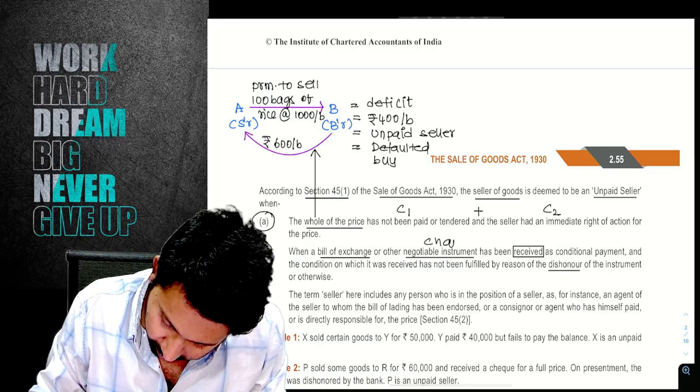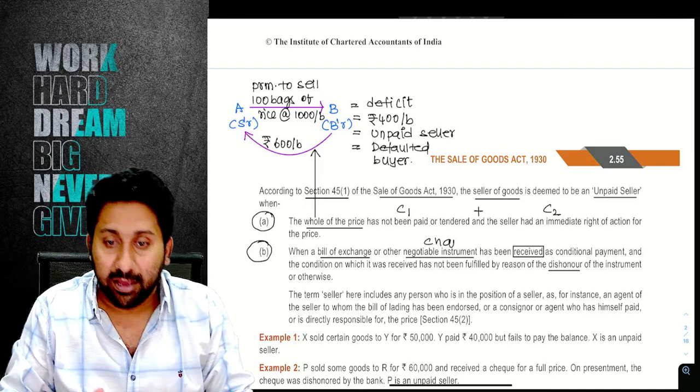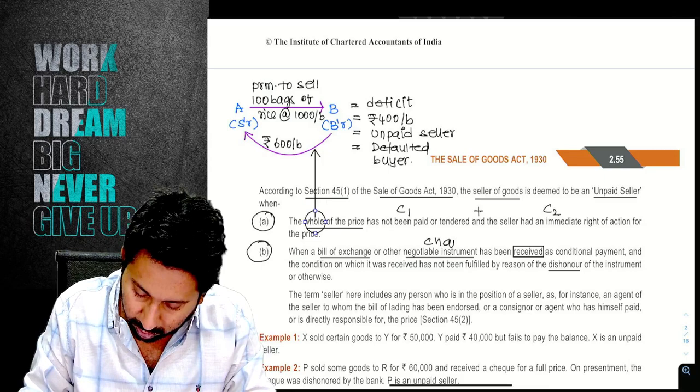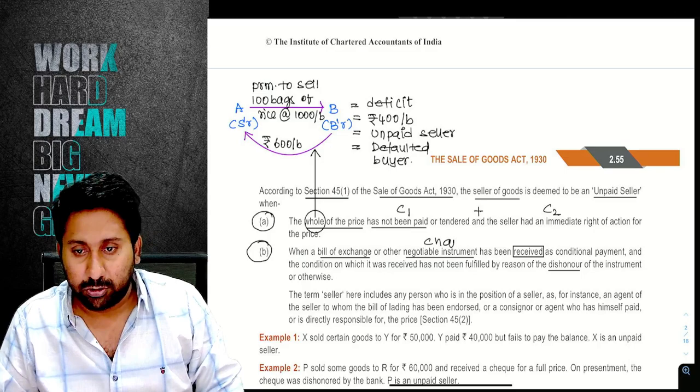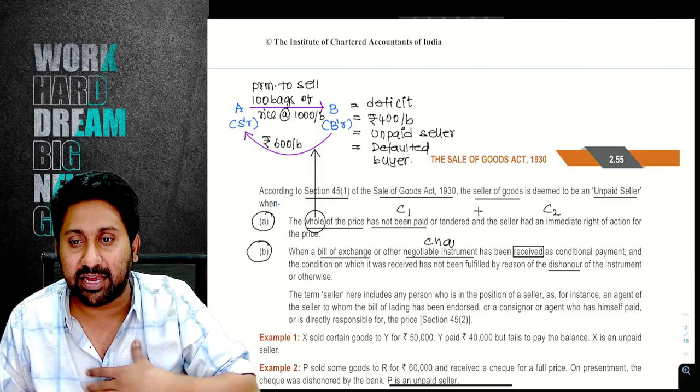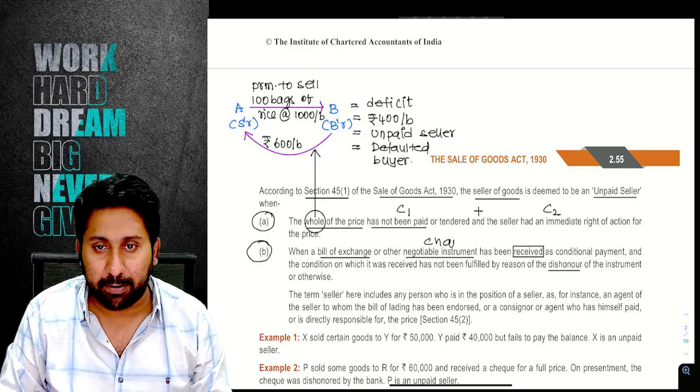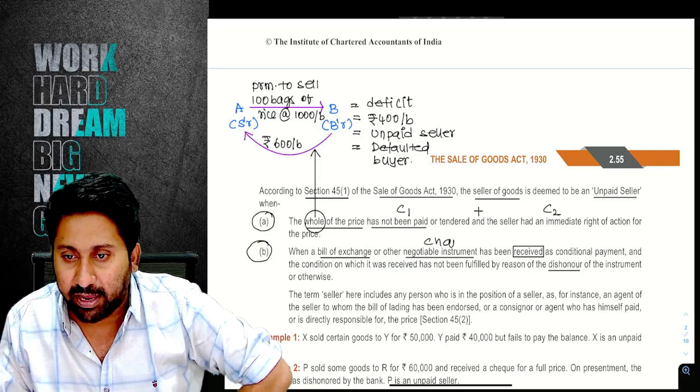Sir, I paid 600. But the whole of the price has not been paid. So that means if you don't pay the whole, you will be called a defaulted buyer. You will be called an unpaid seller. Am I clear, everyone? The whole of the price has not been paid. Even if one rupee balance is there, to that extent you will become a defaulted buyer, and I will become an unpaid seller.